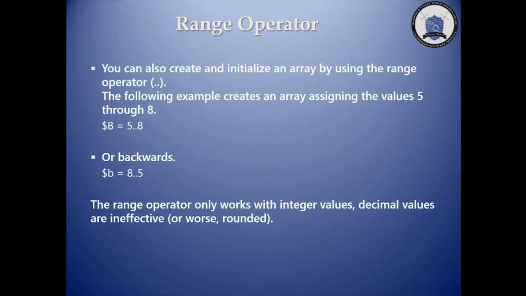All right, now a quick note on the range operator. The range operator is denoted by 2 dots, and it will be between 2 numeric values. The range operator creates an array by taking all of the numbers from the first number to the second number. This can go forwards or backwards. So for instance here, we've got $b is equal to 5..8. So this will create an array of 5, 6, 7, and 8. It will include those 4 numbers. And same thing backwards, it would be 8, 7, 6, and 5.